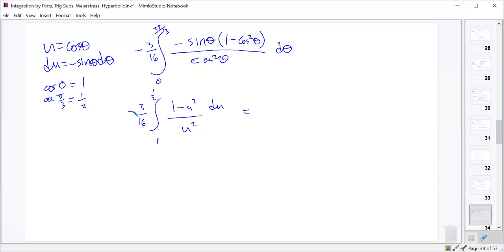Okay. And then I have a negative outside, and my lower limit is larger than my upper limit. So maybe I could flip those and get rid of the negative. So let's just make that 3/16 of the integral from 1/2 to 1 of this. And how am I going to integrate 1 minus u squared over u squared?